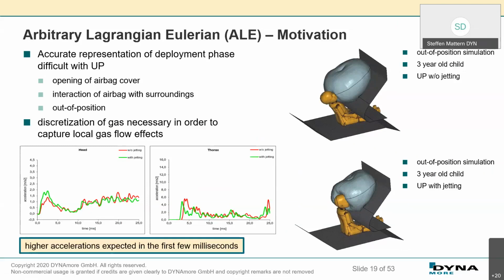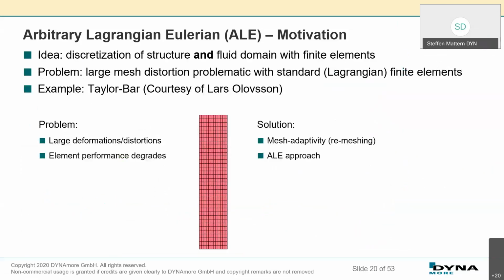So what to do? Now let's go 2 steps back. The idea came up to use a method for the simulation of fluid structure interaction, which has already been available in LS-DYNA, the Arbitrary Lagrangian Eulerian Method. Here, the structure and the fluid domain is discretized using finite elements, which would lead to large deformations and very bad element shapes when using standard finite elements for the gas, as we have pretty large deformations compared to structural materials.